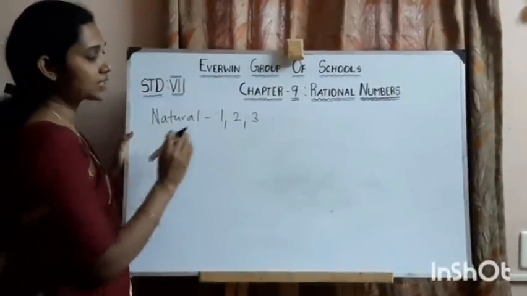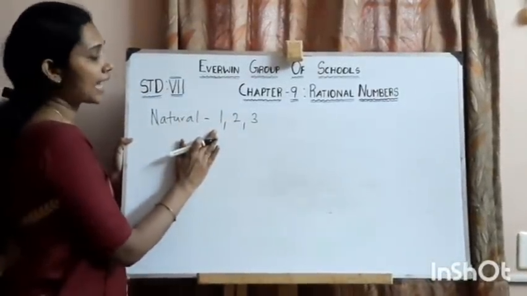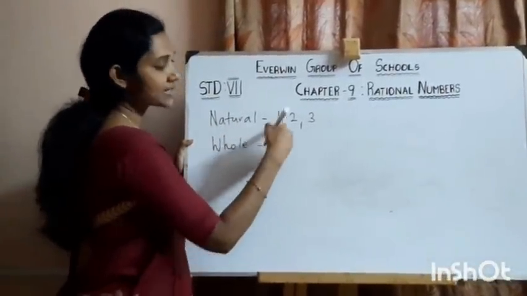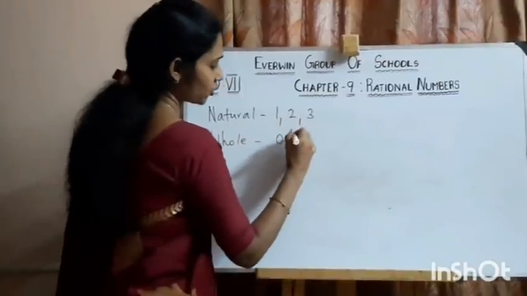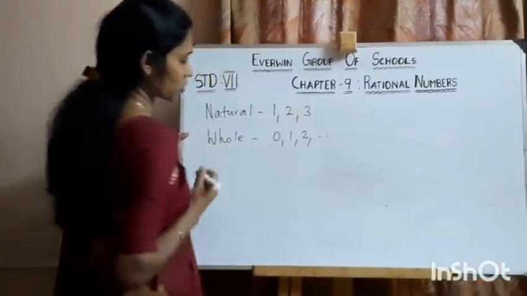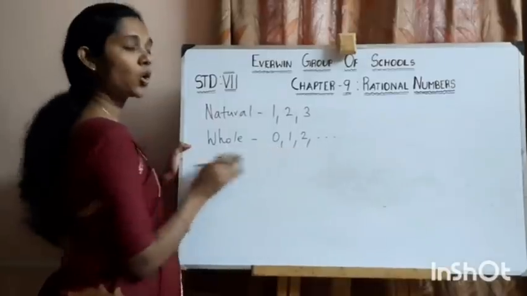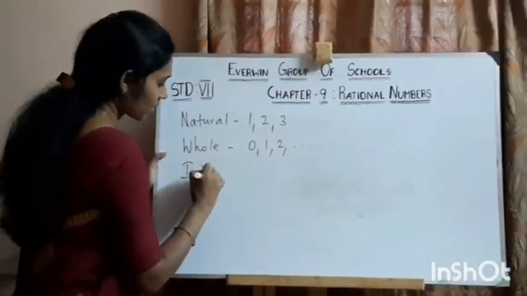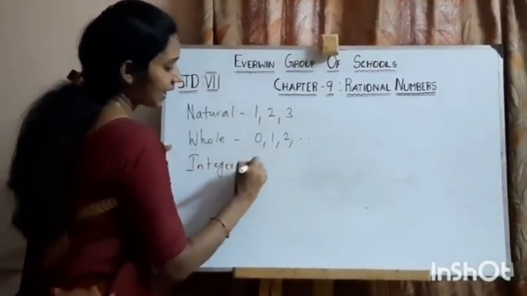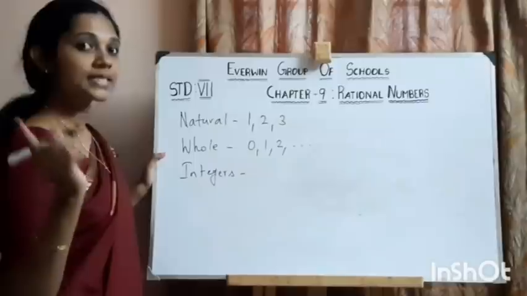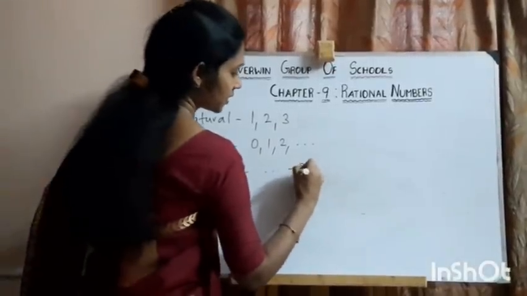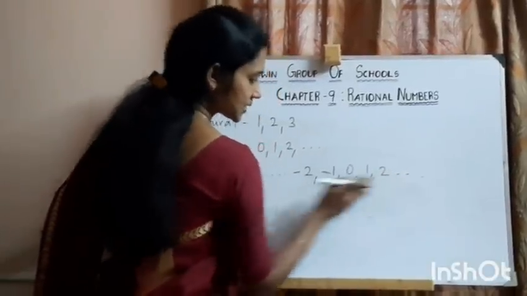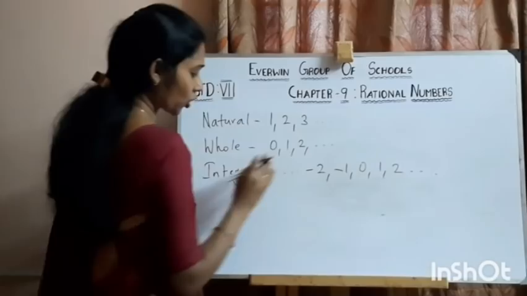We have added 0 to this set of numbers and called them whole numbers. We have added 0 to the natural numbers: 0, 1, 2 and it goes on. So this set of numbers is called whole numbers. And we also learned integers. So what are integers? Negative numbers, positive numbers along with 0. -2, -1, 0, 1, 2. Positive numbers, negative numbers along with 0 are called integers.